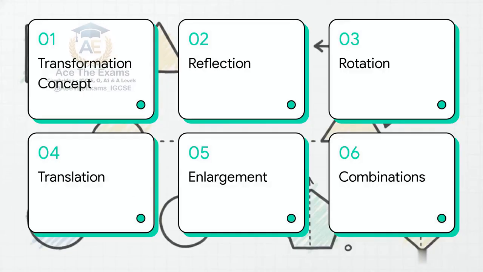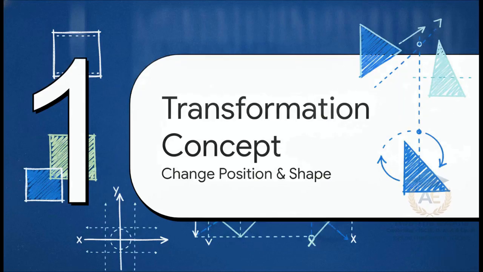Here is our game plan. We'll start with the core transformation concept and then hit the four main pillars: reflection, rotation, translation, and enlargement before throwing them all together in combinations. Okay, part 1, the transformation concept, changing position and shape. Let's get the foundation right.